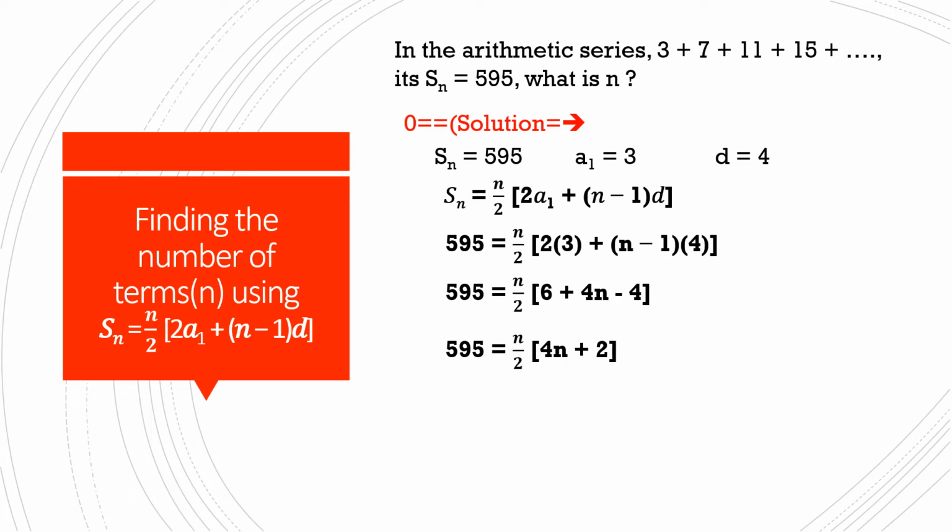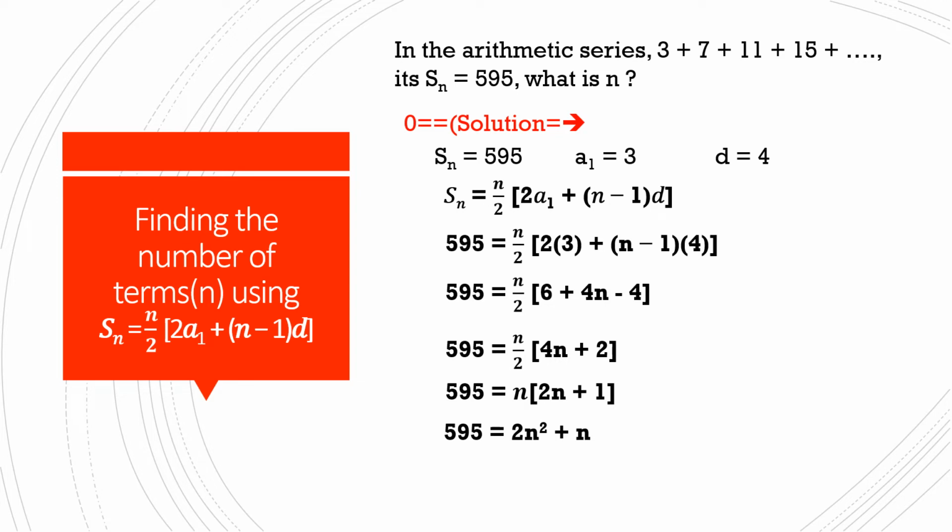We can divide 4n plus 2 by 2. So if we divide 4n by 2, that becomes 2n, and dividing 2 by 2 is 1. So therefore, the expression here will be 2n plus 1. So we have 595 is equal to n times the 2n plus 1. Since we divided 4n plus 2, our denominator is now cancelled. So then distribute the n to the 2n plus 1. So we have 2n squared plus n.